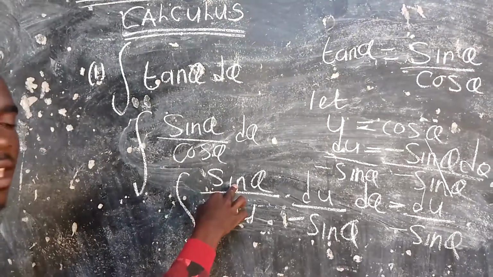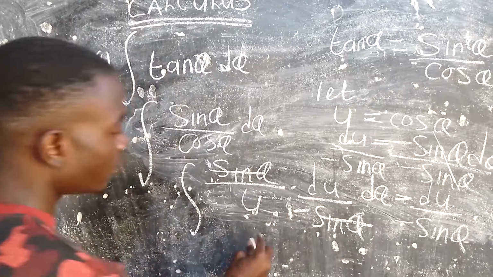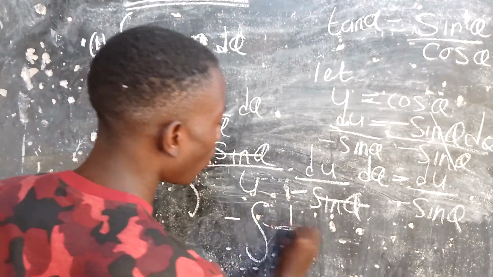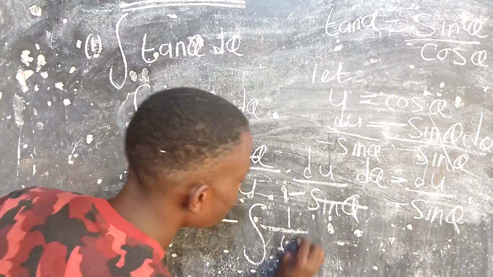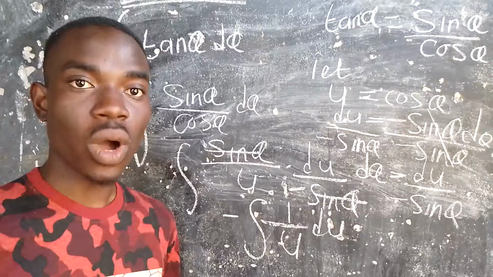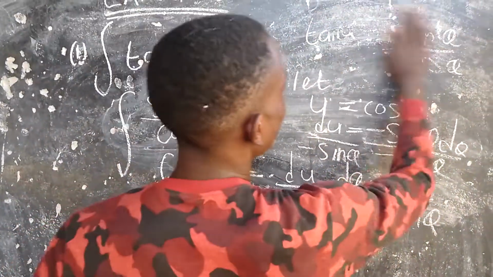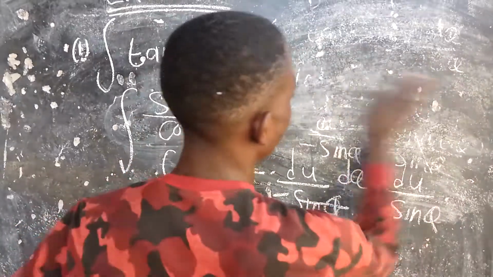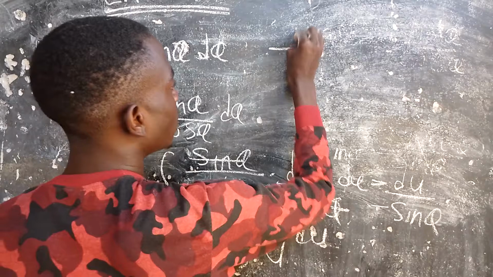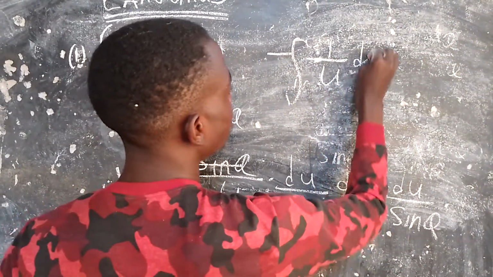Now we have sine theta here, we have sine theta here. I can cancel these two and bring my negative outside the integral and remain with 1 over u du. I've taken everything into the u world. Now, let me just wrap here. We have negative the integral of 1 over u du.